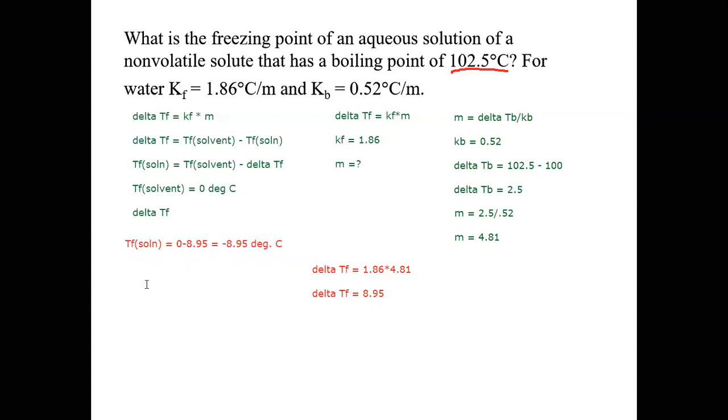Notice though, don't stop at this point. Don't stop here. That's not right. You have to then subtract it from the freezing point of the pure solvent to get to negative 8.95 degrees Celsius. Most students stop at the previous point. You don't want to stop there. You want to go and subtract it from the freezing point of the pure solvent. This is the final answer.